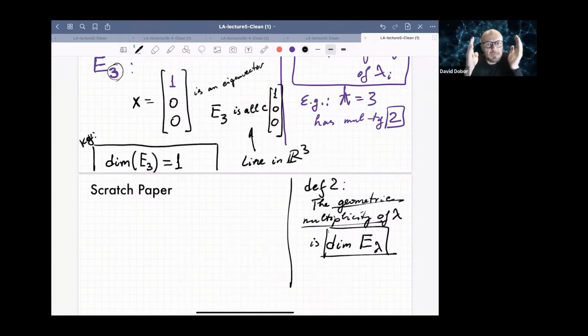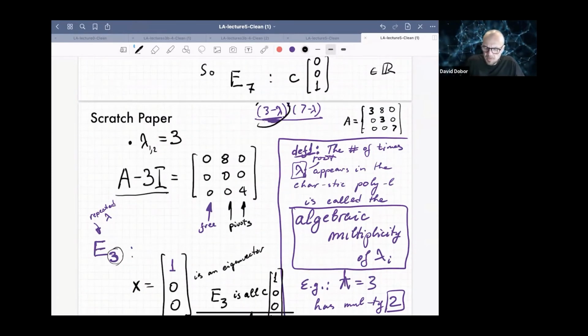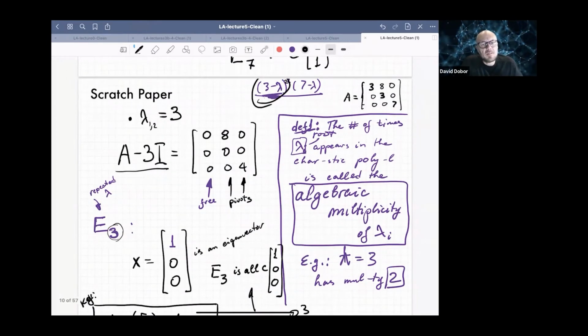So let's do a brief recap. We start out with a 3x3 matrix. We compute its characteristic polynomial. The characteristic polynomial will have 3 roots, but some of these roots may be repeated. In this example, we had 3 roots. One of those roots, lambda equals 3, was repeated. It appeared in the characteristic polynomial with degree 2. This means, by our definition, that the algebraic multiplicity of that lambda is 2.